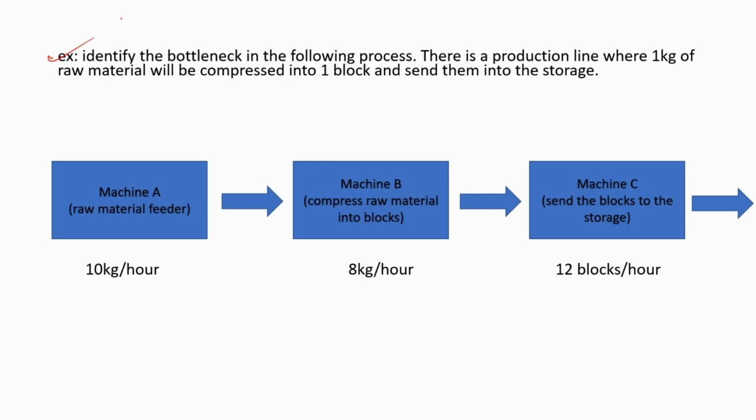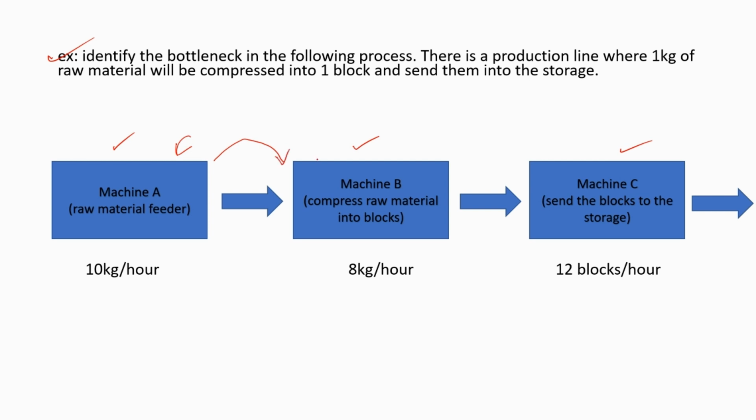Now, let's do this example. Identify the bottleneck in the following process. There is a production line where 1 kilogram of raw material will be compressed into one block and sent into the storage. There are three machines, machine A, machine B, machine C. Machine A will feed the raw material into machine B.